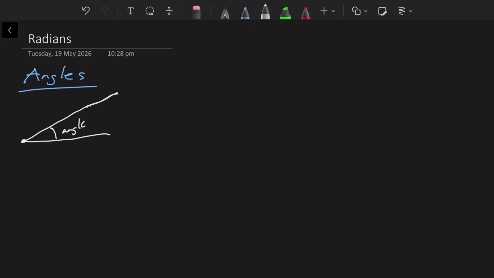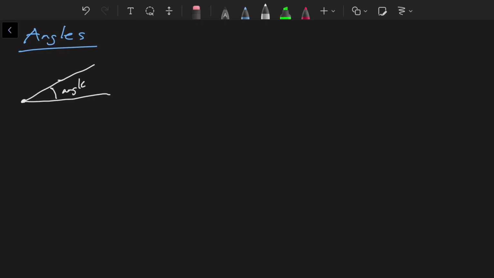Okay? But we don't care how long these lines are, right? The angle will always be the same. It didn't matter whether the line was this big or whether the line was this big. The angle is always going to be the same, assuming our lines are straight, of course. So if our lines can be any length, we may as well just make them the same length, right?